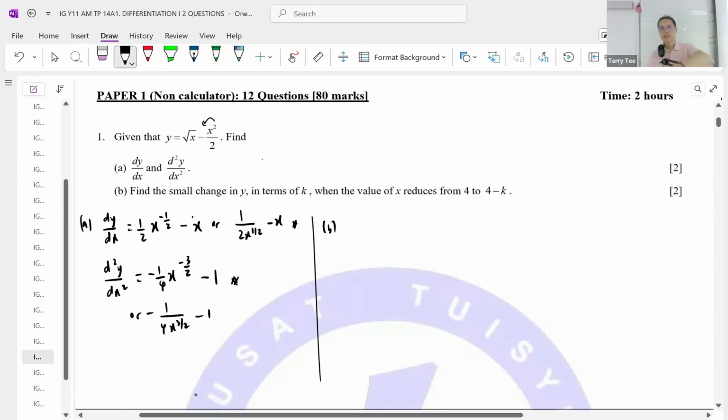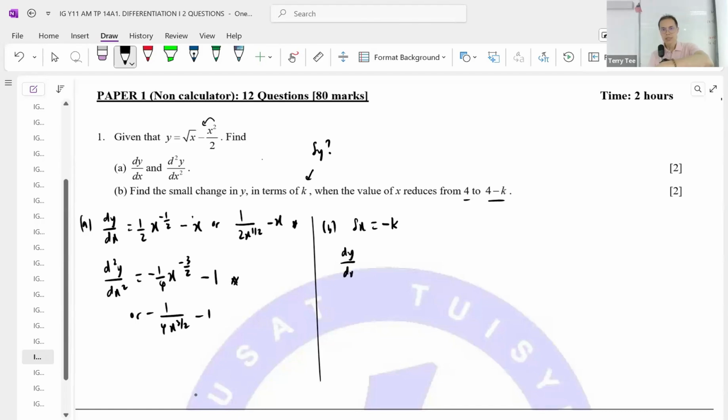Now, next, find the small change in y in terms of k. That means you're finding delta y when x reduces from 4 to 4 minus k. So let's find your delta x. Your delta x is negative k. When you go from 4 to 4 minus k, the reduction is negative k. Remember, you need to differentiate and substitute x with the initial value. Initial value is 4.